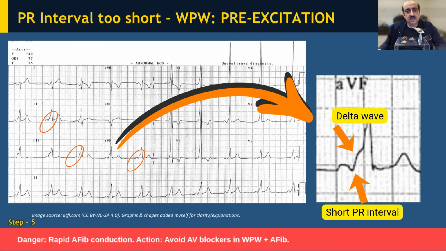And this is a classical ECG of WPW pre-excitation. As you can see, a shortened PR interval, then there is an upstroke or a delta wave, very clearly visible in leads 3 and AVF, and even in lead 2. And also the QRS is prolonged because of this particular reason. There is an earlier pre-excitation and earlier electrical conduction to the ventricles.